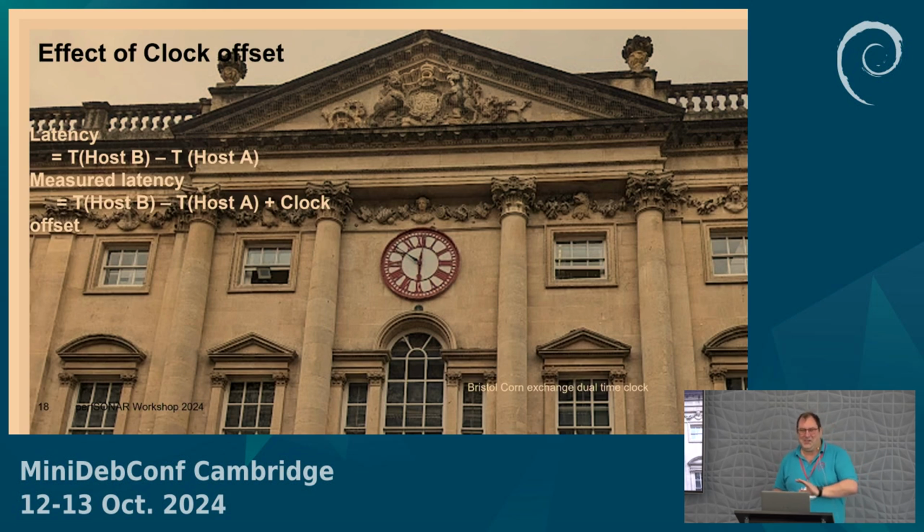So it's clearly due to clock offset, and this is a clock close to our offices in Bristol, actually, which has two minute hands. One for Greenwich Mean Time, and the other for Bristol Mean Time, separated by about 10 minutes. And it was necessary for the trains. So, you need to make sure you've got a stable clock. If you've got clock offset, clearly you can understand you've got a problem.